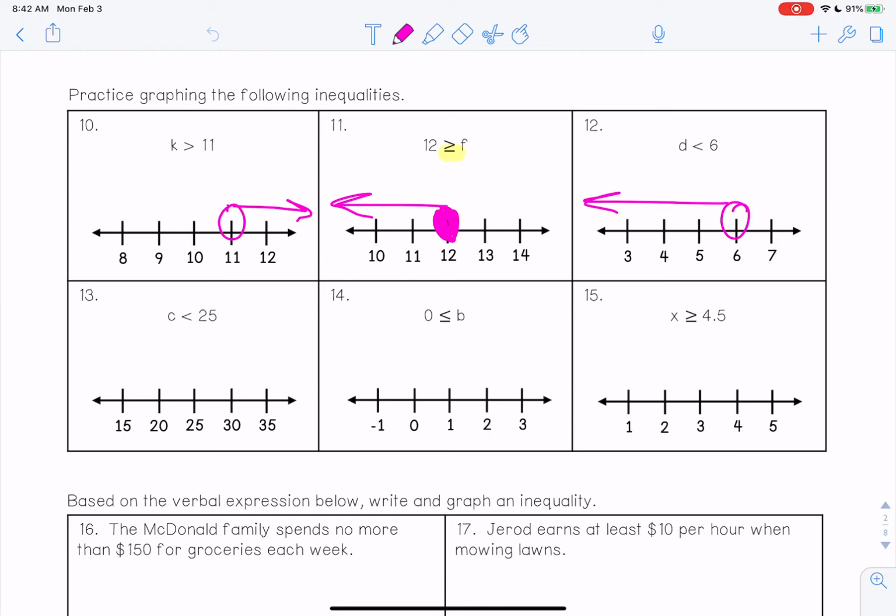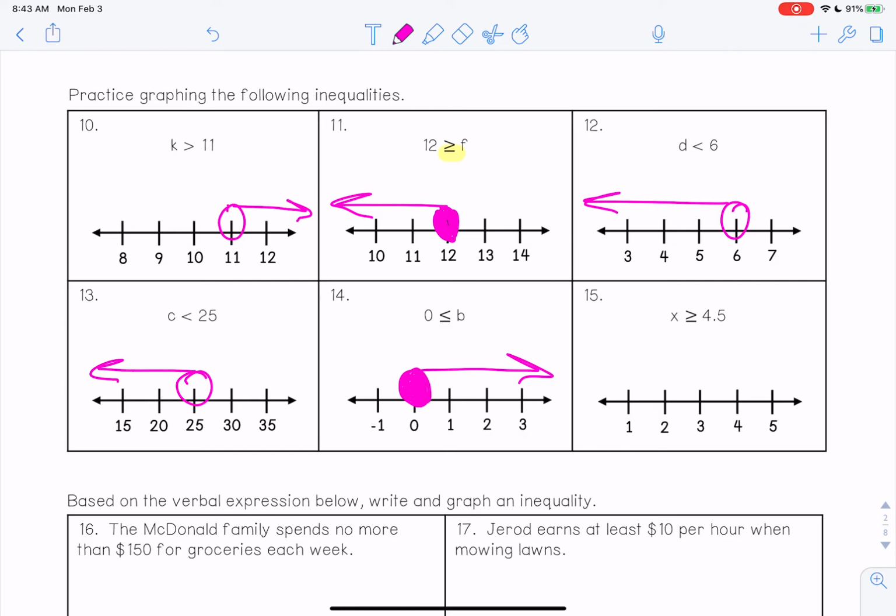Hi, welcome back. Okay, so for C, we have 13. C is less than 25. The bubble goes on 25. It stays open because there's no equal to, and C is less than 25, so it goes to the left. 14, 0 is less than or equal to B, so my bubble is on 0. I have the equal sign on there, so it's going to be filled in. And B is bigger than 0, so my arrow goes that way.